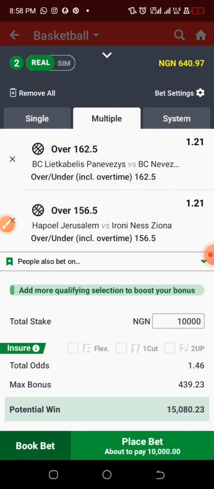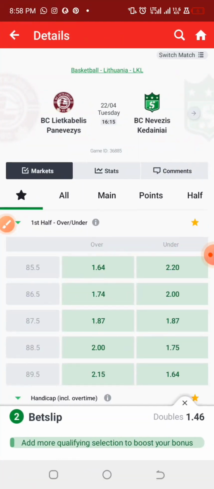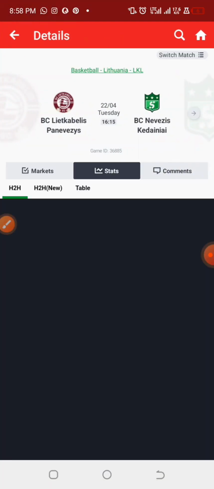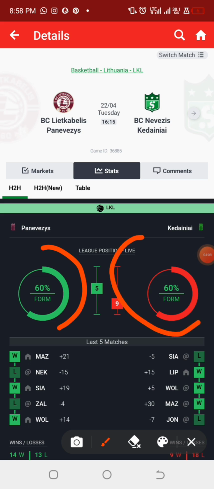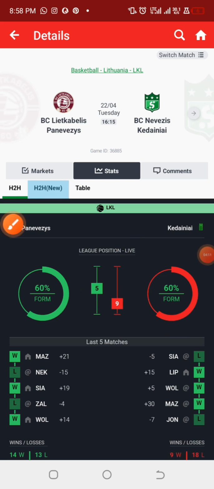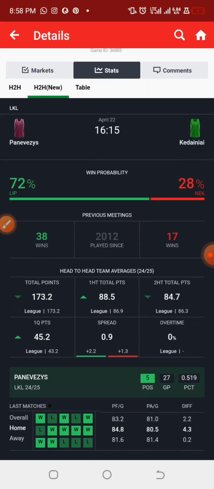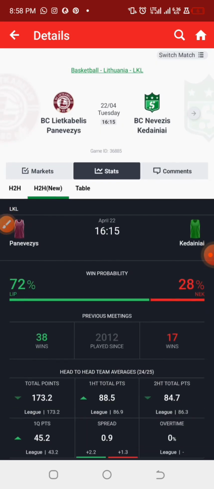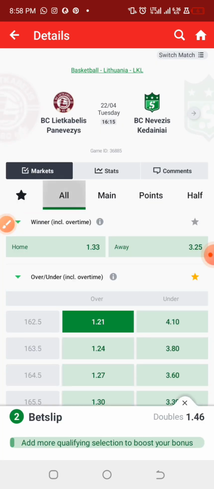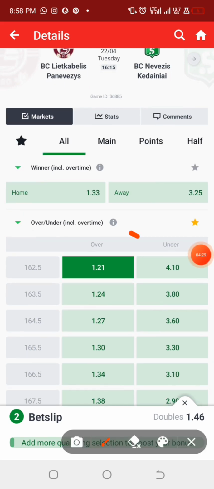And the only 2 games that we have left are these 2 games. The home team is in form, the away team is in form, and checking the head-to-head, we have it that it is almost the same thing as the league average point. So if we subtract 10 from 173, we should be getting 163. And what the bookmakers are providing for us is over 162, so we can go for that.